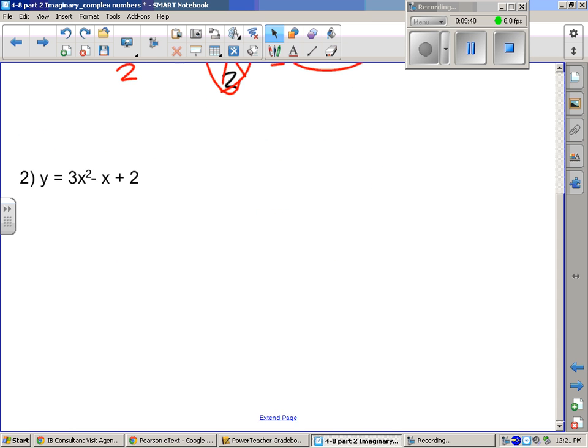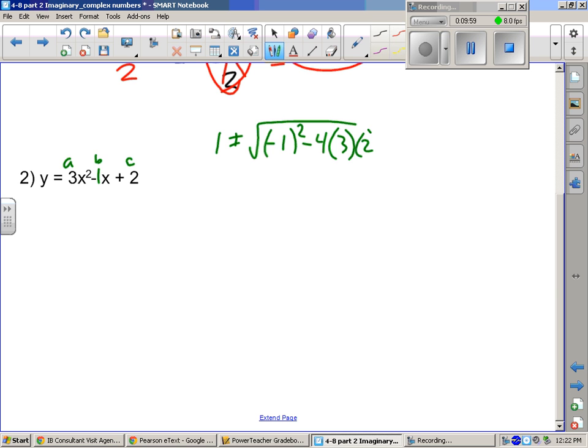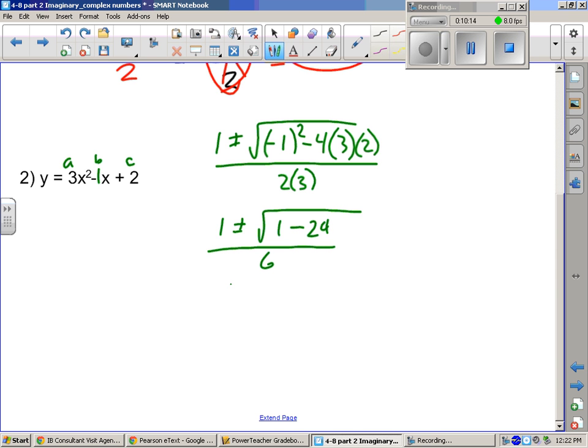I love quadratic formula. All right, so our b is -1, and our c is 2. So negative b, opposite of b is 1 plus or minus b squared, so -1 squared. I did my parentheses like you did. Good. 4 times 3 times 2 over 2 times 3, because that's your a on the bottom. Working underneath, 1 minus 4 times 3 times 2 is 24. And then a 6 on the bottom.